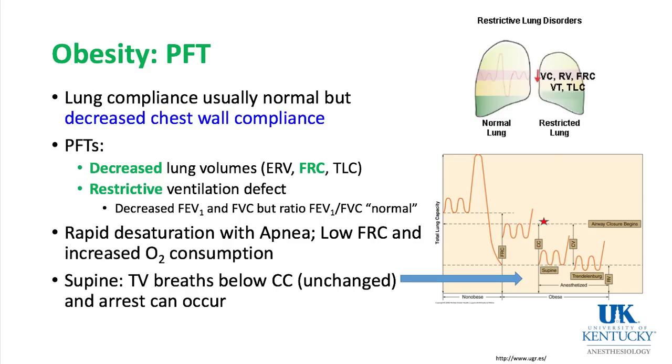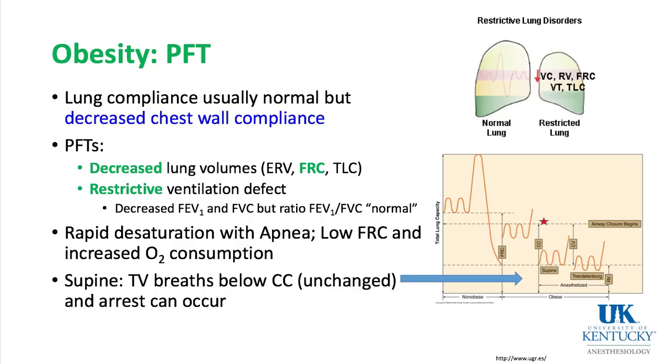The picture up at the top right is an attempt to show that restricted lung disorder of obesity, with low vital capacity, residual volume, functional residual capacity, which is especially important, and low tidal volume and total lung capacity. It is a restrictive ventilatory defect on PFTs such that there will be a decrease in both FEV1 and FVC, but when you calculate the ratio, it's greater than 80%. And we say that's a restrictive rather than an obstructive disorder.